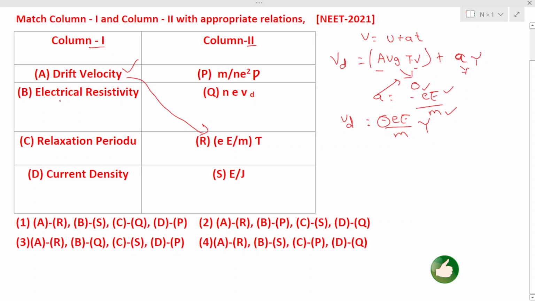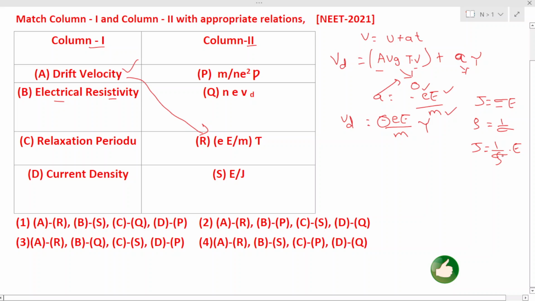Now let us see electrical resistivity. The formula that connects current density and the electric field is J is equal to sigma E, where sigma is the conductivity. The relation between electrical resistivity rho and sigma is rho is equal to 1 by sigma. If I substitute this, J is equal to 1 by rho into E, which implies electrical resistivity rho will be equal to E by J.